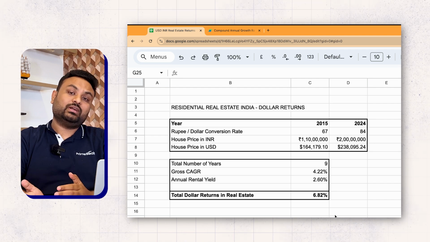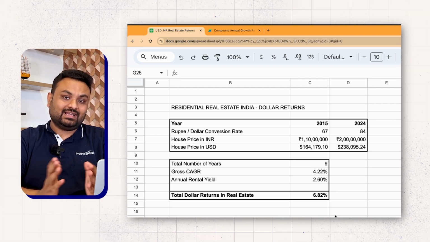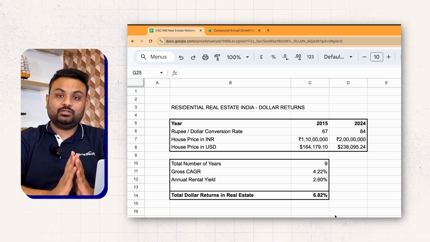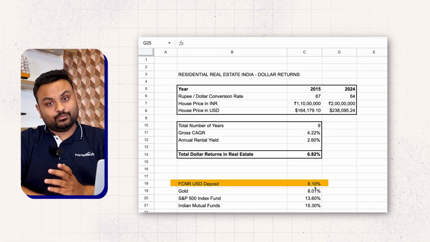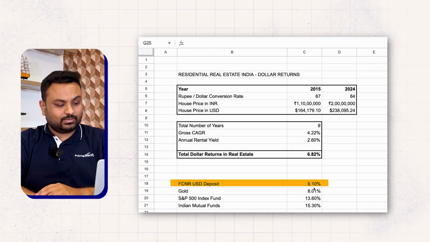Now let's look at what other options the client had while making the investment in 2015. If he had invested in an FCNR deposit, he would have got a return of 6.1%.